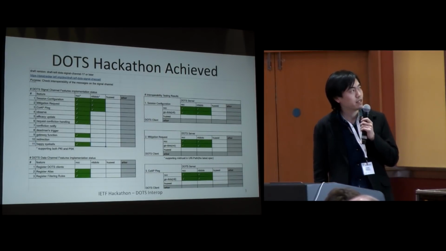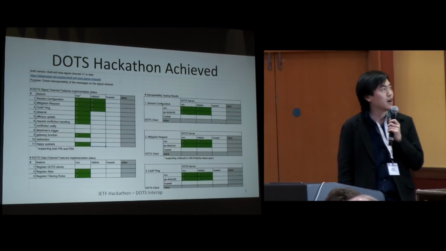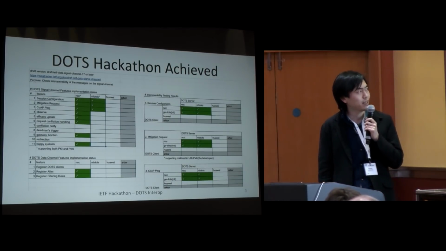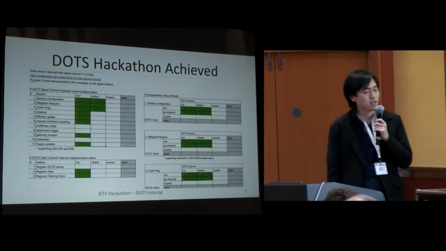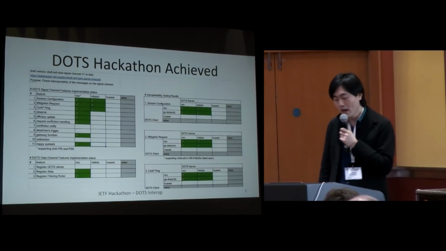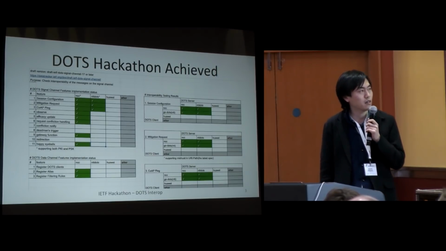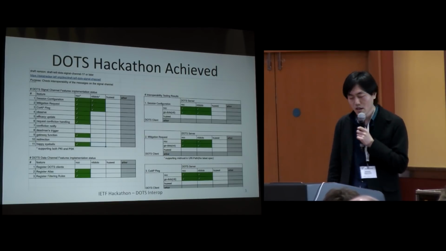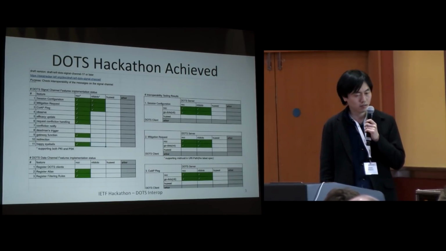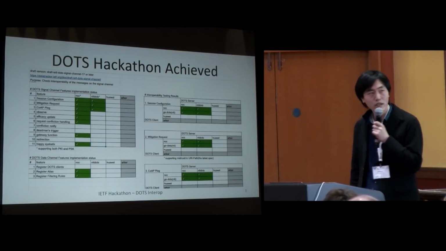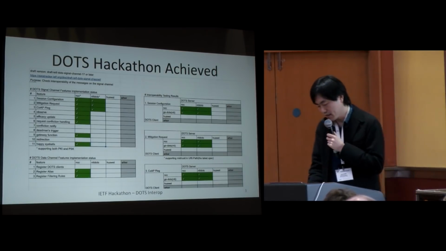So this spreadsheet shows our achievement. We enumerated the important features of the spec, and we checked if they are supported, and also we checked the interoperability of those features. Basically, the test was successful because we could make it more green during this hackathon.